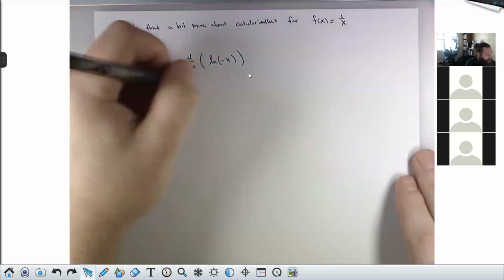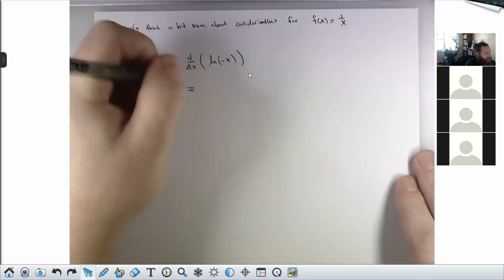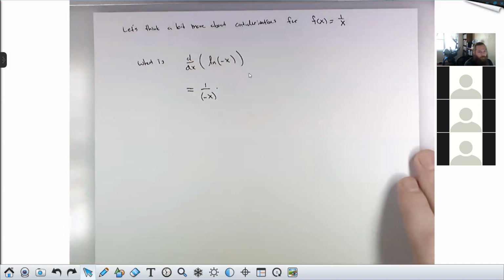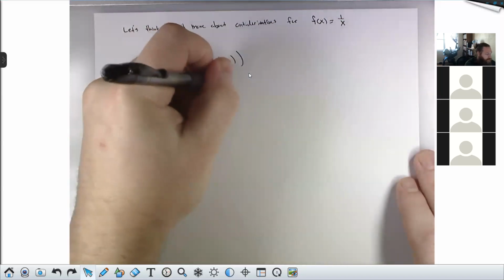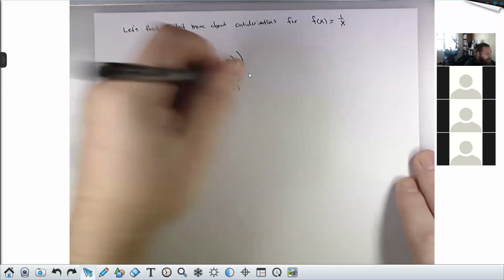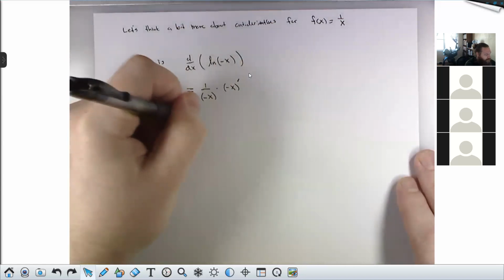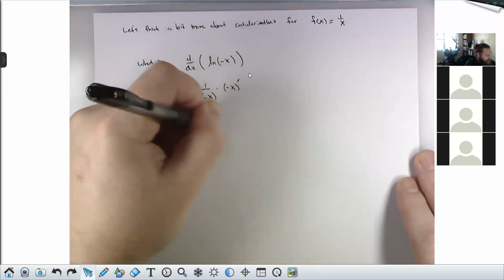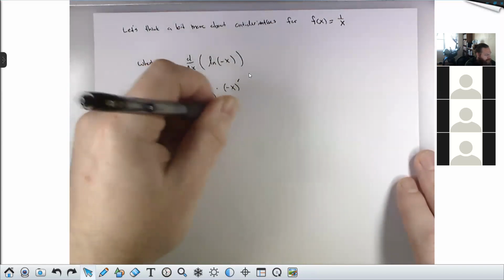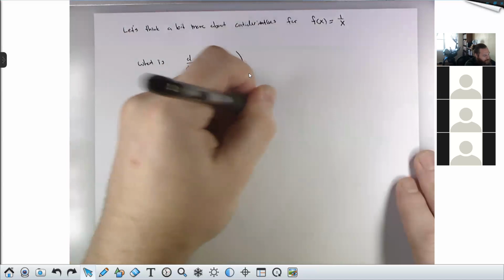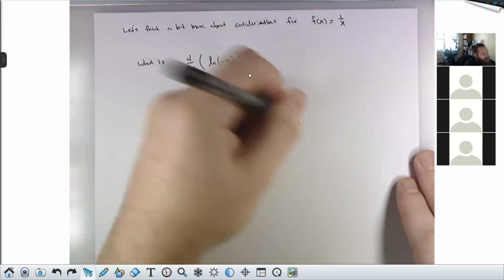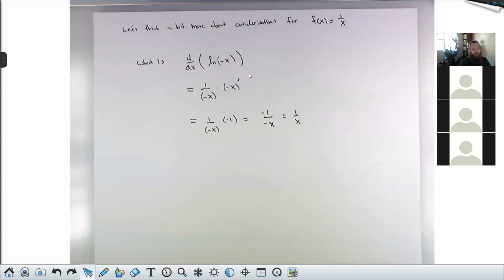1 over -x. Good. And then times -1. Good, right? By the chain rule, we need to multiply by the derivative of the inside. And the derivative of -x is -1. So this would be 1 over -x times -1, which is -1 over -x, which is 1 over x again. Isn't that a little bit funky?